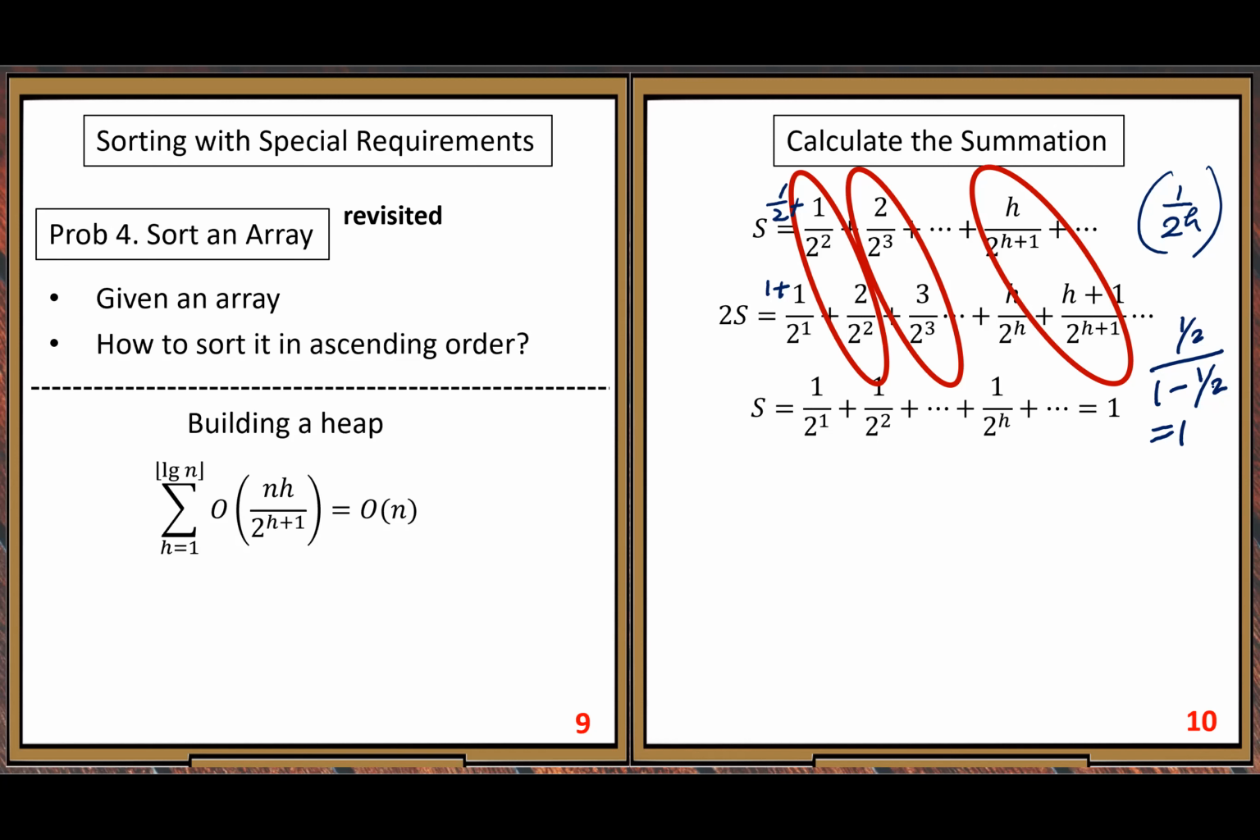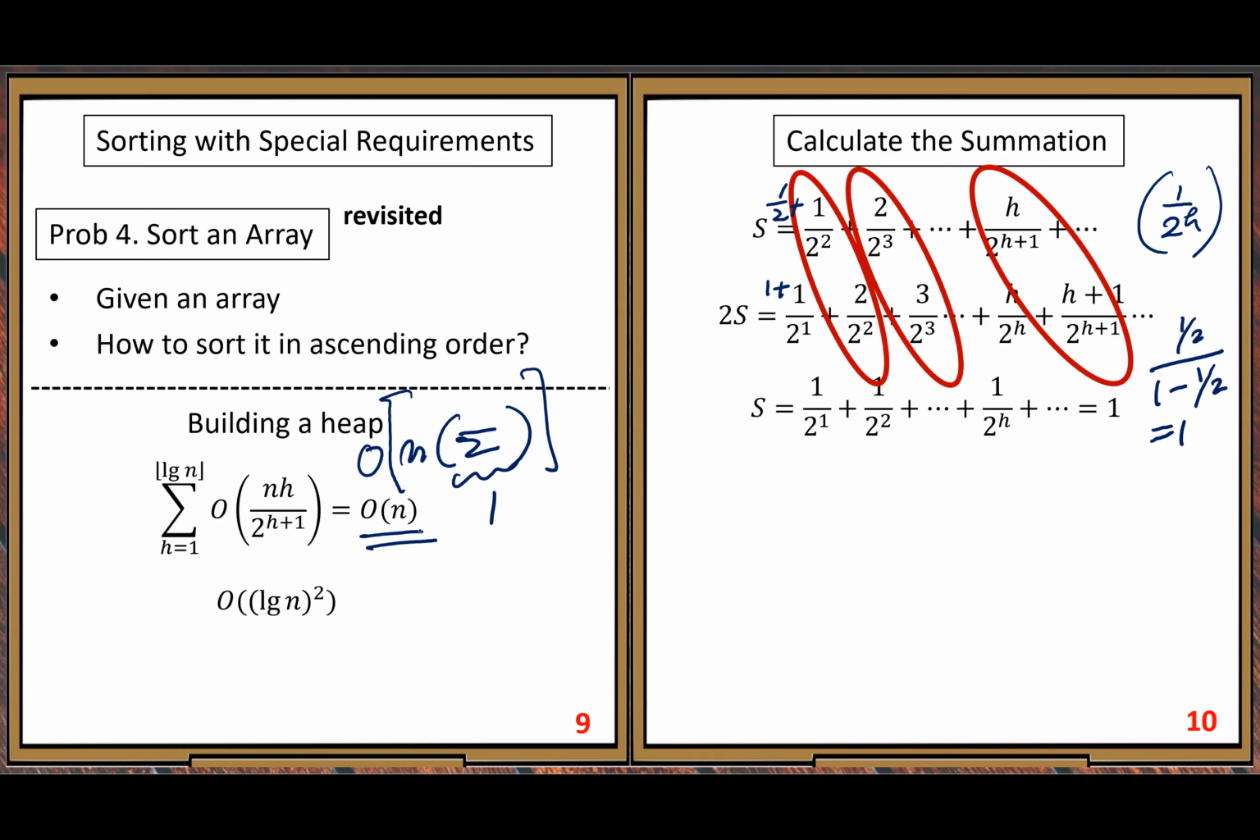So with this estimate, let's go back to building a heap. Now we can find the total estimate. After we factor in that big summation, whose estimate is 1, and with the big O outside, that is big O of n.